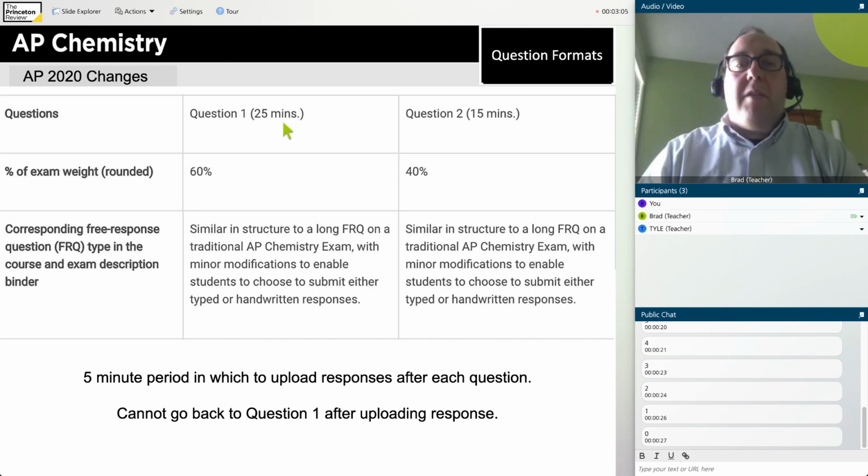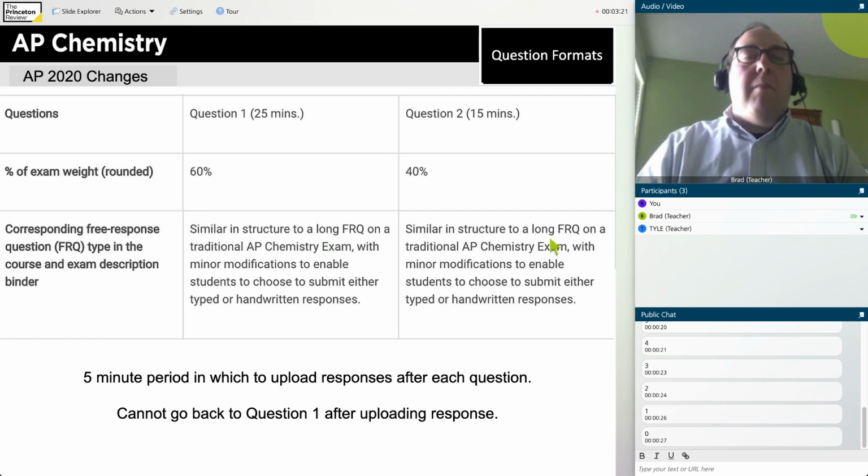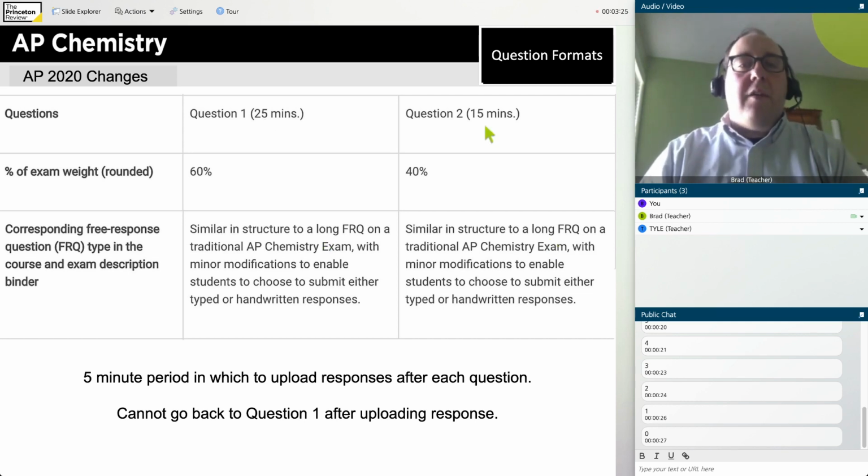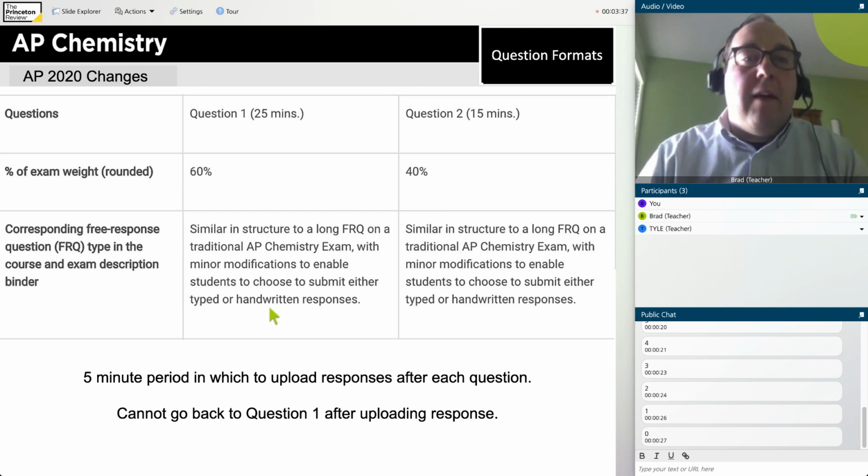The questions themselves, this is all from the AP website, by the way, they specify that it's similar in structure to a long free response question on the traditional AP exam. So I doubt that the format of the questions will have changed all that much, but they do make a point of saying here that these are similar in structure to those long questions. After you take each of the questions, you'll have a 5-minute period in which you should upload your response to that question. You're going to be able to either type responses or write them by hand and then take a picture of them and send that off for submission.